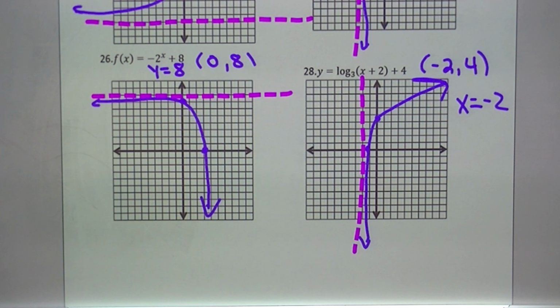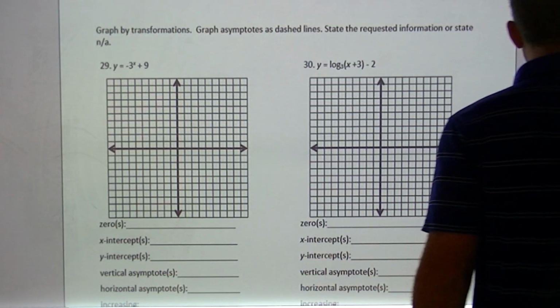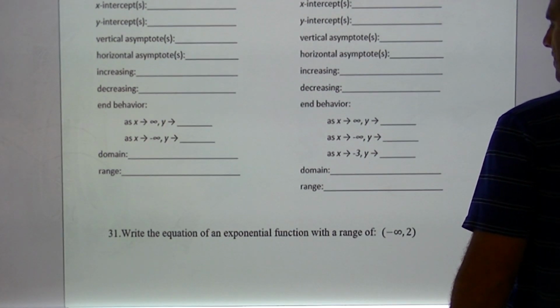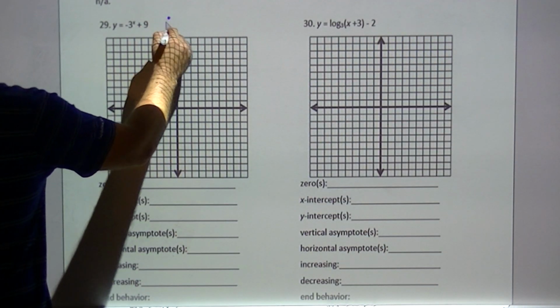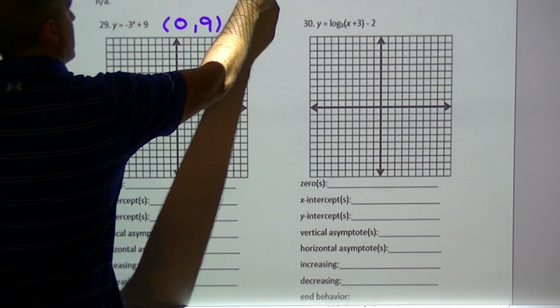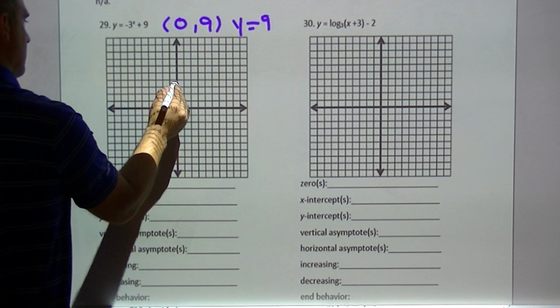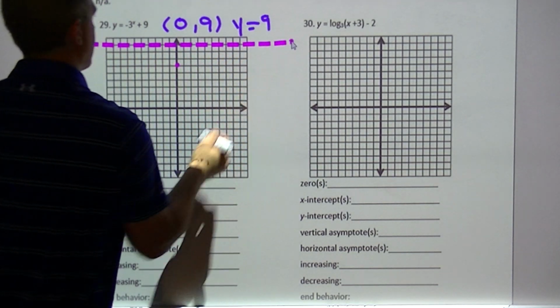Now this stuff we're going to have to go ahead and find all of these things. So this anchor point is going to be 0, 9, which means I'm going to be at y equals 9. 1, 2, 3, 4, 5, 6, 7, 8, 9.